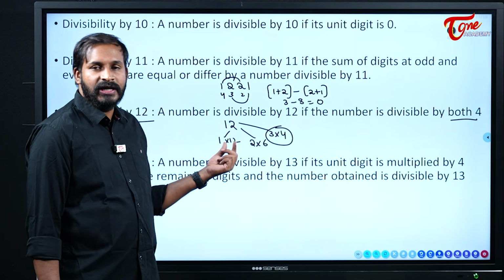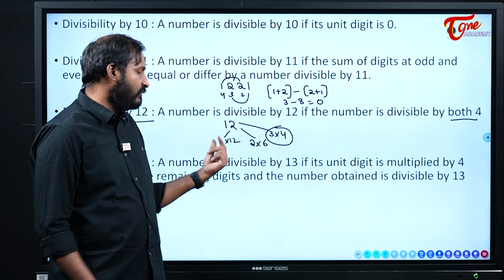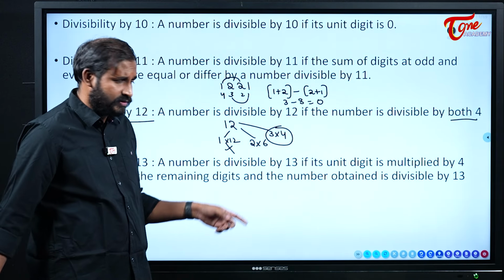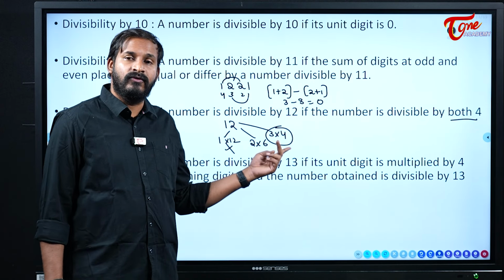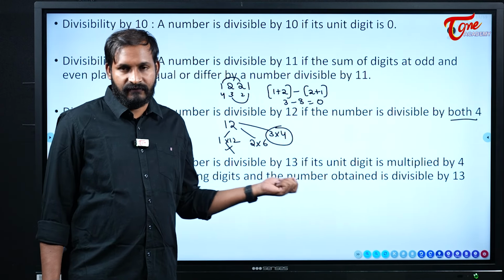See here, 1 and 12, anyway it is no use. Anyway, once again you need to check the divisibility with 12, so we will not use this one. These are co-primes, but we will not use. 2 and 6 are not co-primes, but 3 and 4 are co-primes. So, that means we will check the divisibility with 3 and 4.